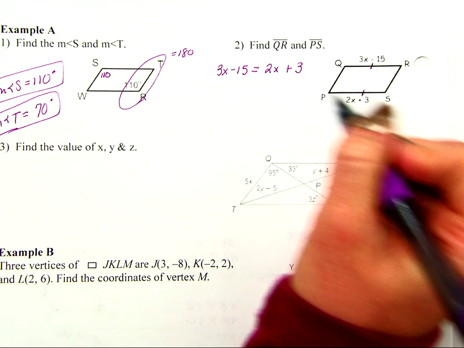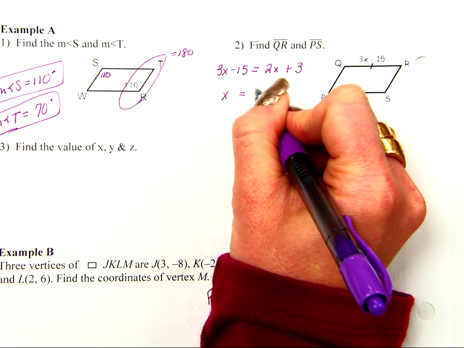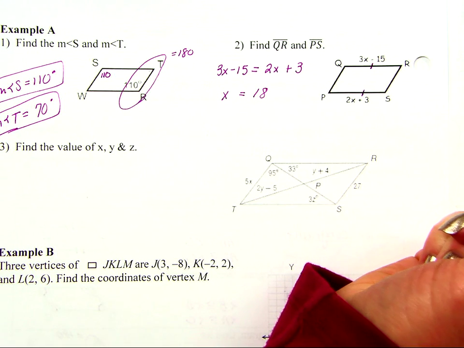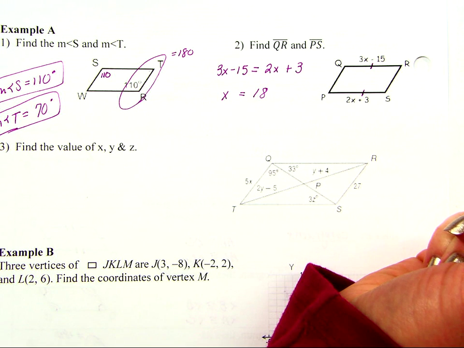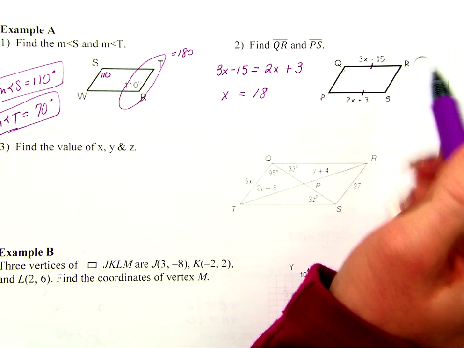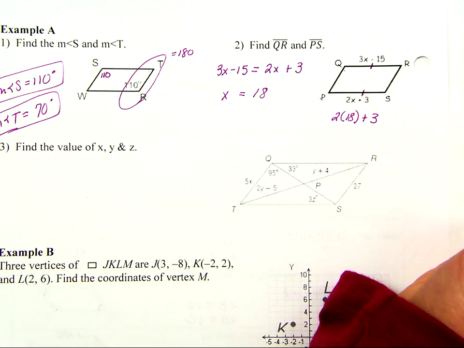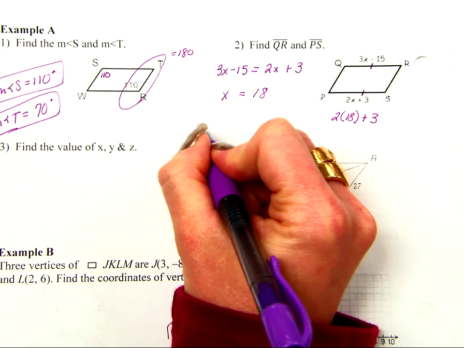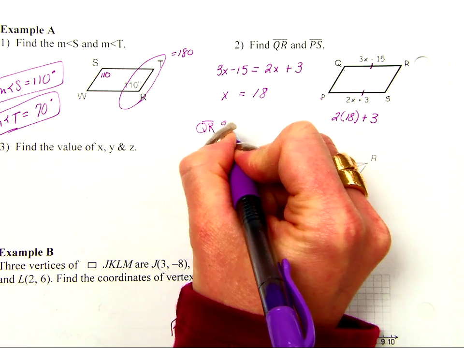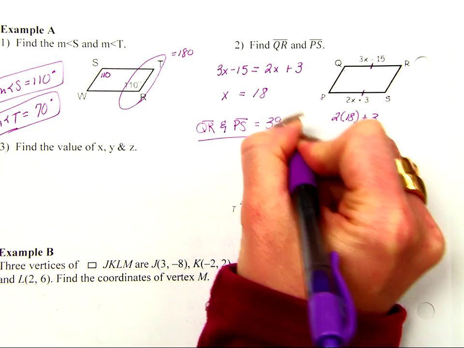Now, if I get my x's on one side, and I move my numbers to the other, we would end up finding that x is 18. Now that's not my final answer. They're asking me for the length of QR and PS, meaning I'm going to need to take that 18 and substitute that back in. Now because both of them are going to be the same, I don't necessarily have to do it twice because they would have the same length. And plugging that back in, we're going to find that segment QR and segment PS are going to have a length of 39 units.